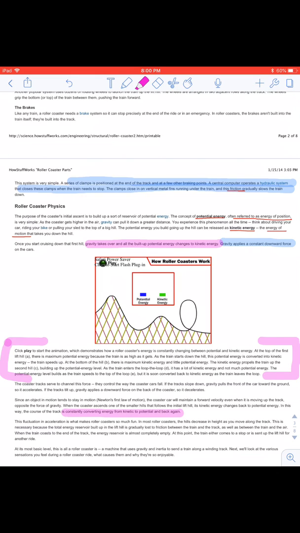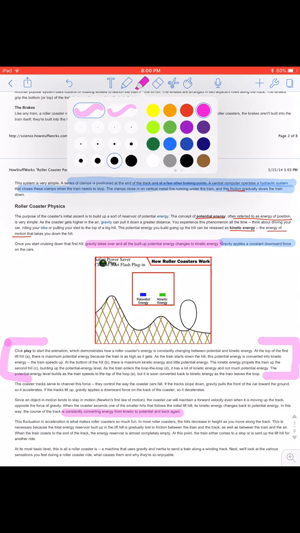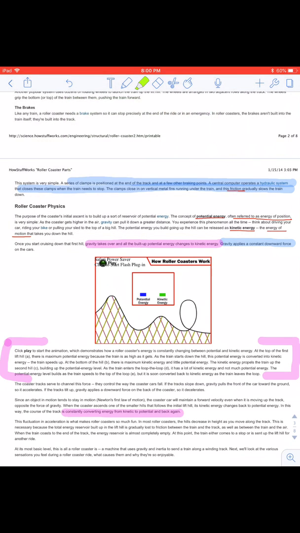Now, it looks like here we're talking about this total energy reservoir built up. That sounds like how energy is conserved. So I'm going to switch to my green here, because the total energy is built up. It's gradually lost to friction between the train and the track, as well as the train and the air.